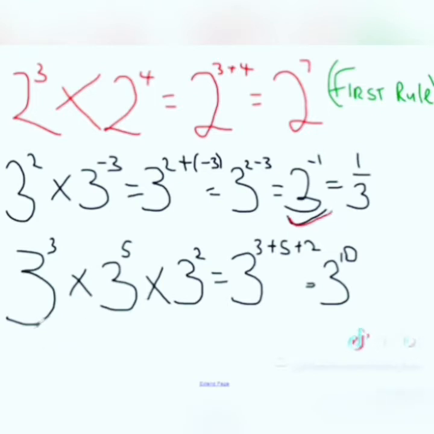Another example we could have is this one. In as much as you have the same base numbers, you keep that base number, and because you're multiplying, you add the indices. So you have 3 add 5 add 2, which is 10, so your final answer will be 3 to the power 10.